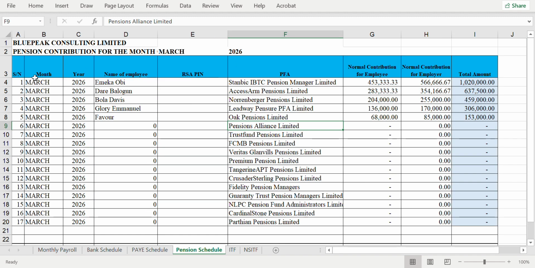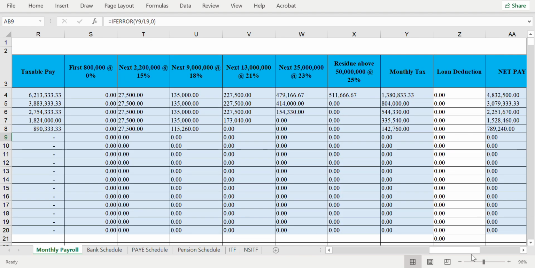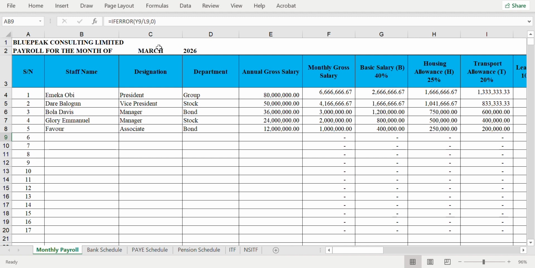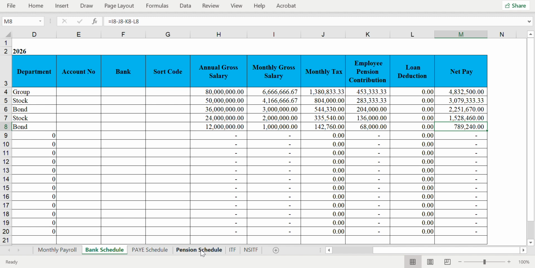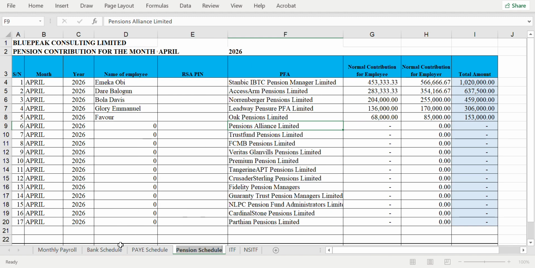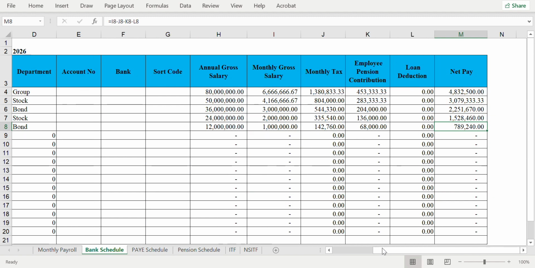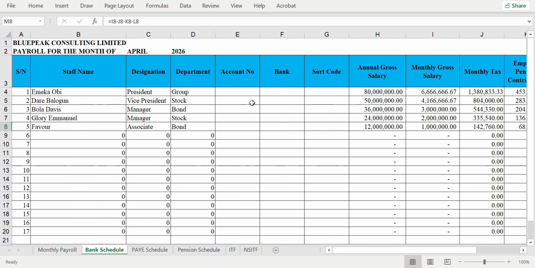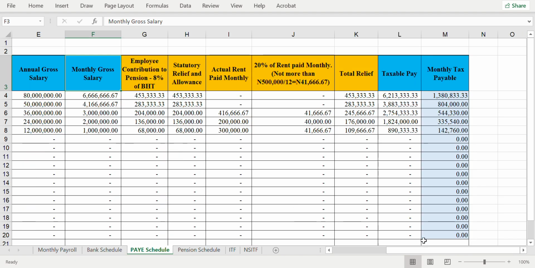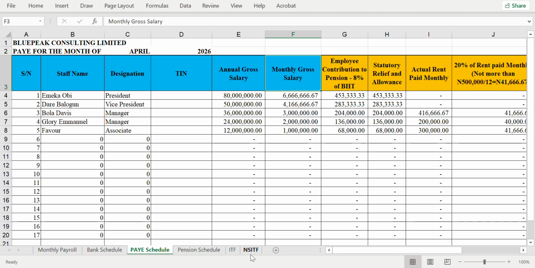Now the pension, because it's for the year, you see everything is March 2026. If I want to prepare, for example, for the month of April, all I just need to do is put April here, and everything will change. It will reduce error. So if you go to pension, it has changed. Everything is April. So all you just need to include in the other schedules, for example the bank schedule, you include the account details. Payee schedule, you include the TIN. That's all. You don't need to go further.